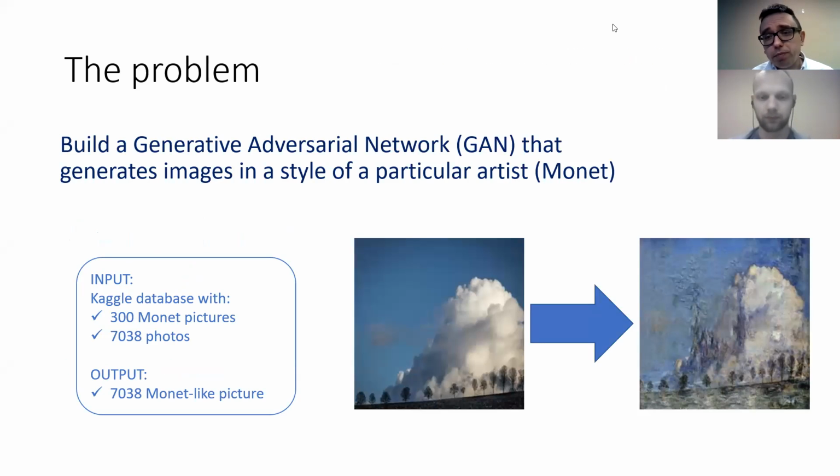Let's remind what the problem was. Our goal was to build such a GAN that generates images in the style of some artist. In our case, it was Monet. We took a data set from Kaggle, which consisted of 300 Monet pictures for training and more than 7,000 photos. And the output was more than 7,000 Monet-like pictures.